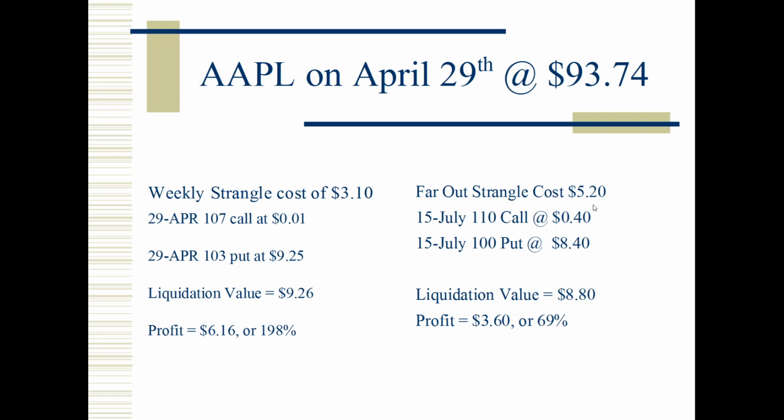The far out strangle, the cost is 520. Of course, with the July 110 call priced about 40 cents, there's still some time value remaining. The July 100 put was at 840. So our liquidation value would have been 880. With a cost of 520, that would have only put our profit at 360 or 69%.